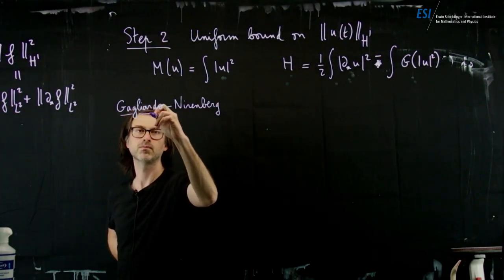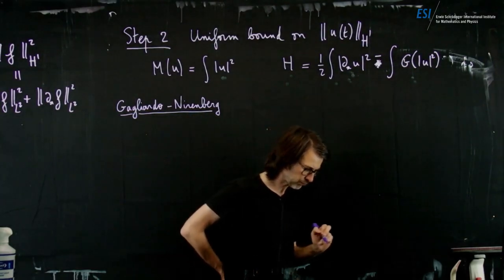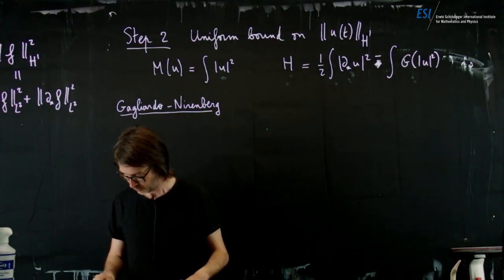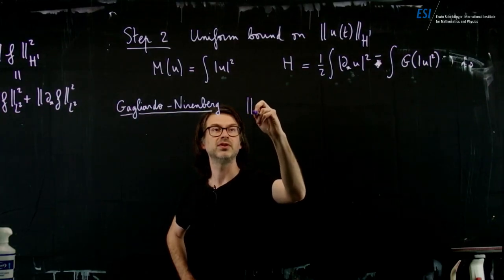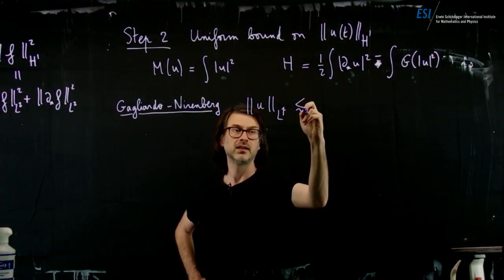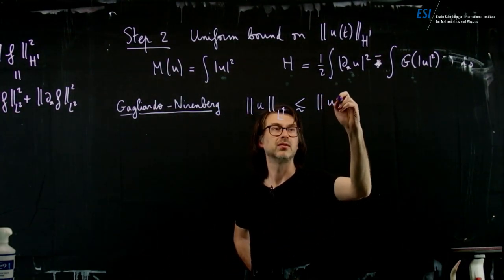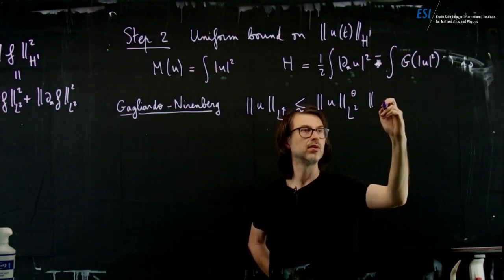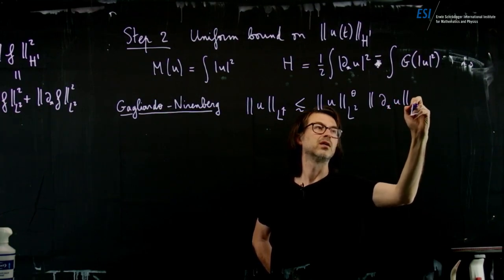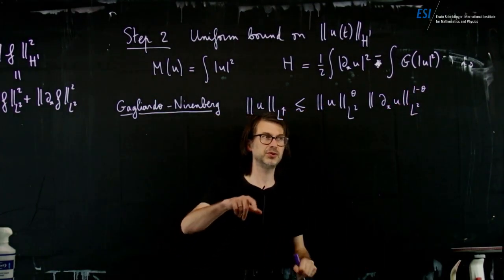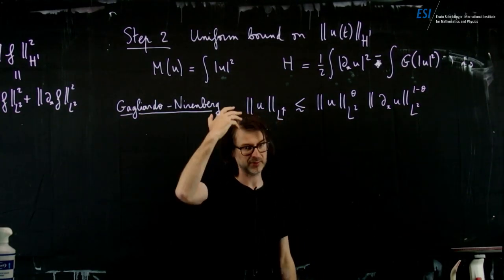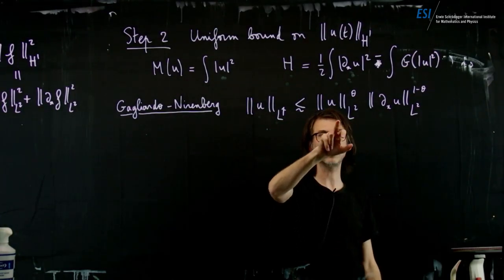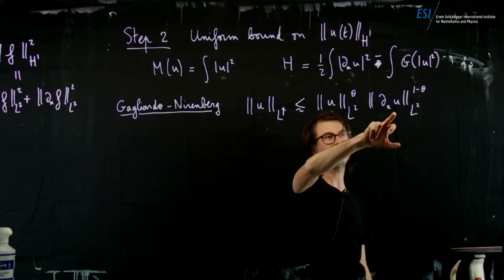The Gagliardo-Nirenberg inequality, so named after Louis Nirenberg, who passed away a year ago. And it says that the norm of u in L^p is less than the norm of u in L2 to the theta times the norm of dxu in L2 to the 1 minus theta. Okay, so you bound the norm of u in some L^p, where you think of p as being large, by a geometric mean of u in L2 and dxu in L2. Right.